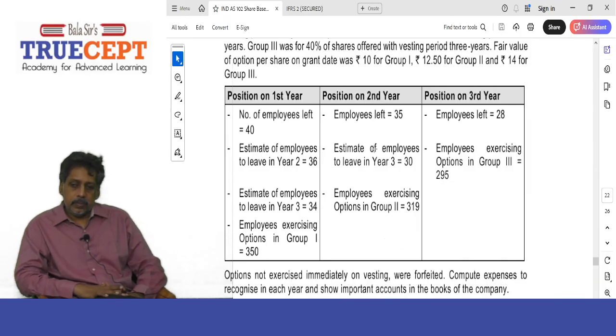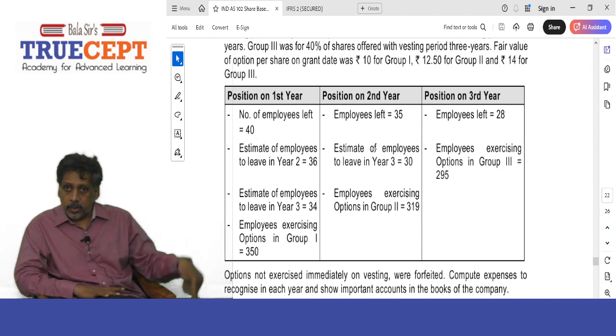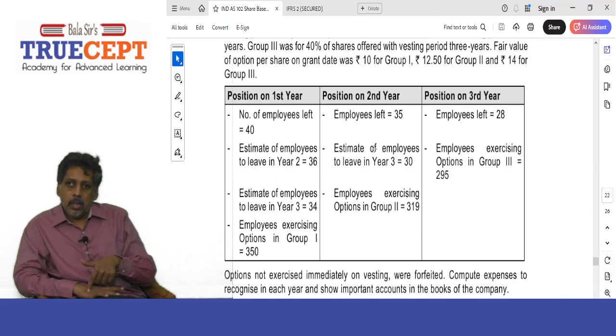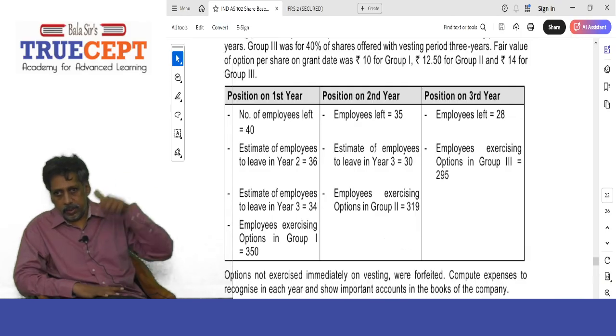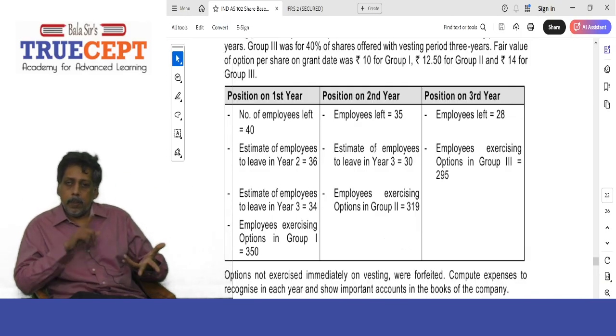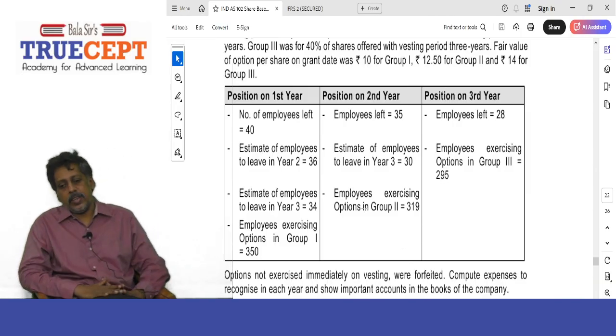Next. Employees exercising options in group 2 is 319. What is that? Out of 325 employees who are there at the end of year 2, only 319 employees are exercising their option, and the balance 6 employees allow their option to lapse. Is that fine?